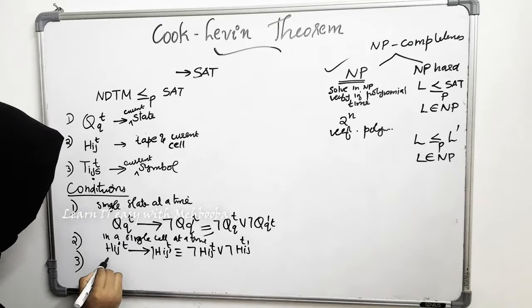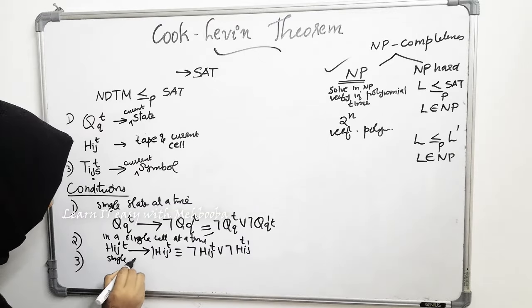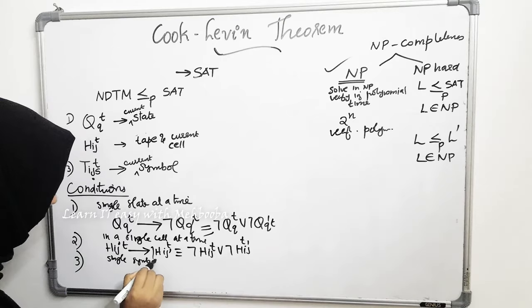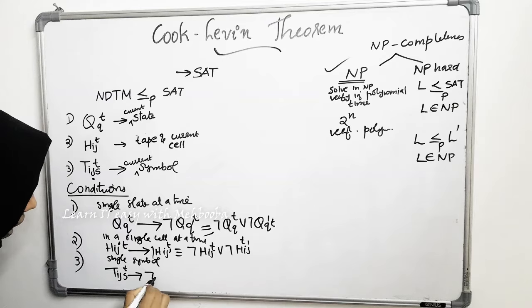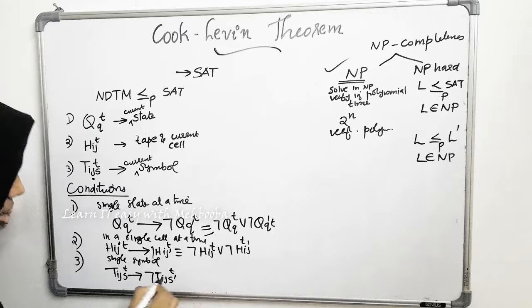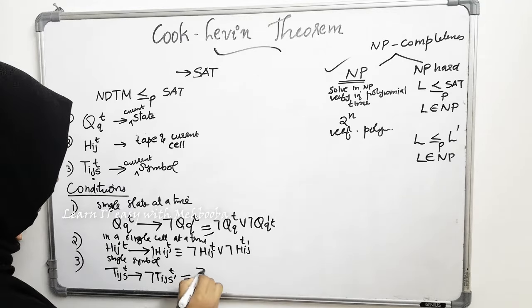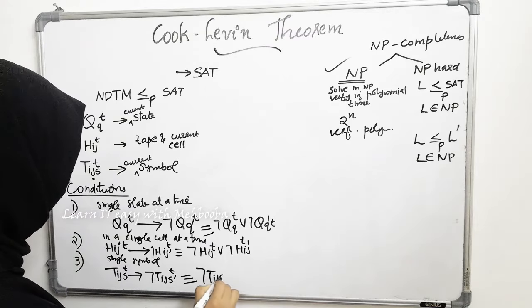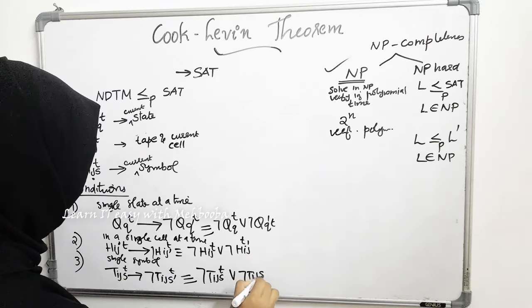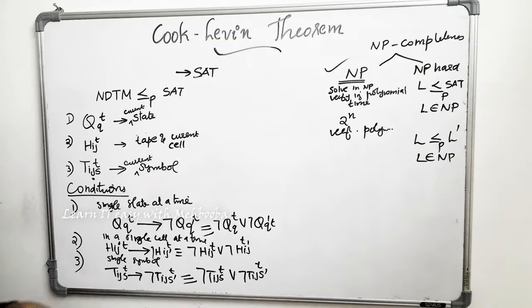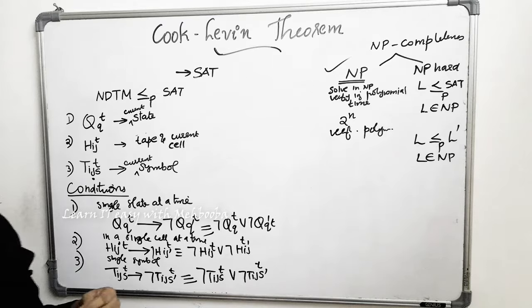Now the third condition is that the Turing machine can encounter only a single symbol at any time. So T_ijs, if s is the symbol at any time, it cannot have any other symbol s dash. Equivalently, it can be written as negation T_ijs_t or negation T_ijs dash_t. So these are the three conditions that we are bringing so as to formulate the equations well.